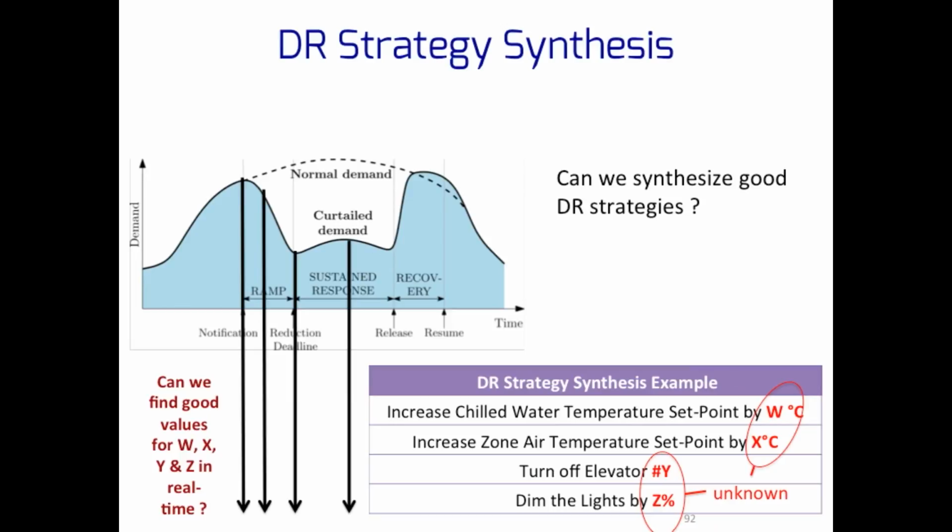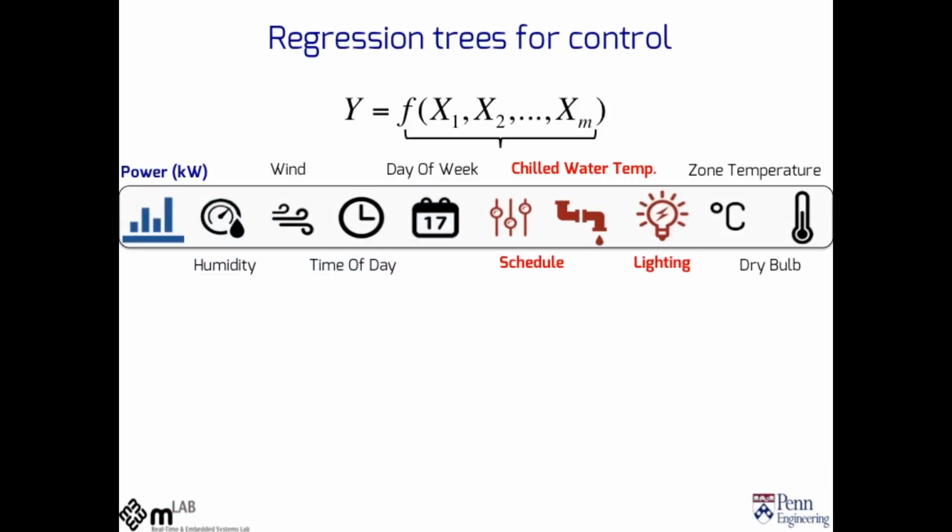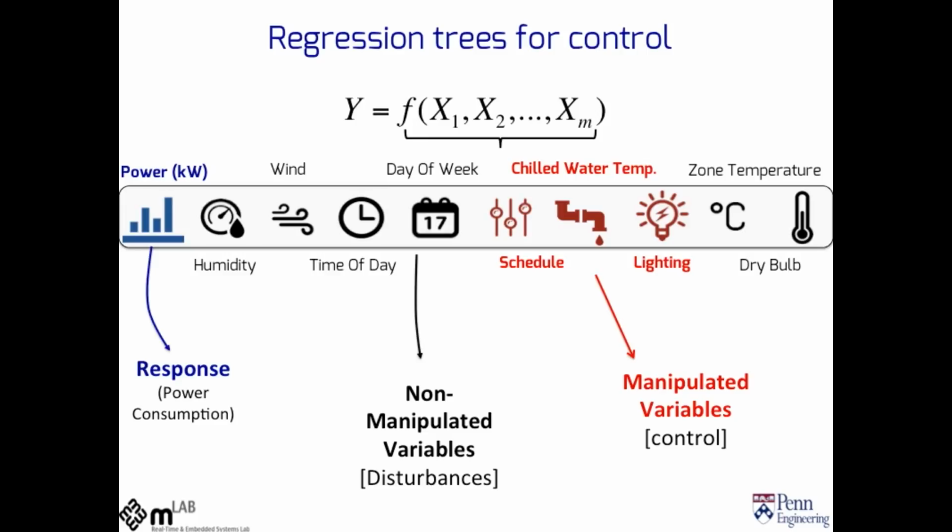So in order to set this problem up, we first need to realize that when we were training this model, our power consumption was the response, but our features were a set of both non-manipulated variables that we have no control over and set points that we can actually control or manipulate. And when we want to do synthesis, we want to figure out the values of these set points. So they are not provided to us as a part of the forecast.